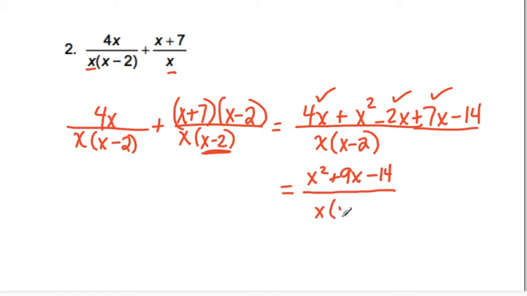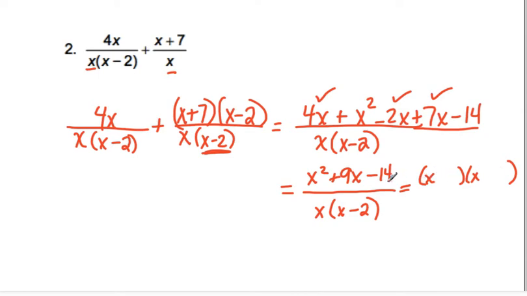Then I would have x and then x minus 2. All right, again, you have to make sure this top does not factor, because if it will factor, it might cross out down here. And to get this, I'd have to have a negative 14, so I'd have to have an x and an x, and to get a negative 14, one would have to be positive and one would have to be negative.